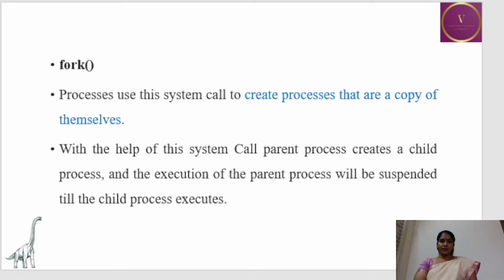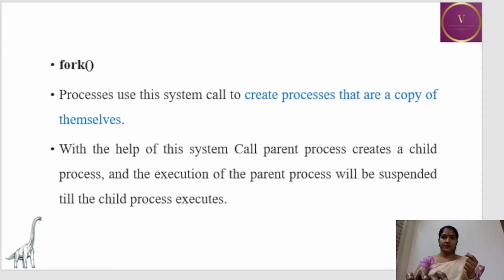Next is the fork system call. Processes use this system call to create processes that are a copy of themselves. With the help of this system call, the parent process creates a child process, and the execution of the parent process will be suspended until the child process is executed.